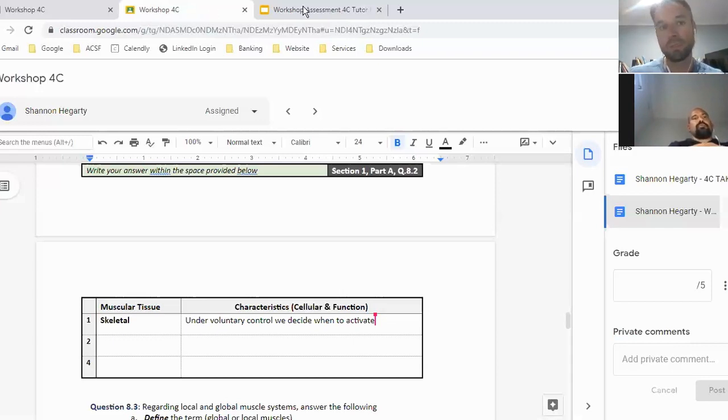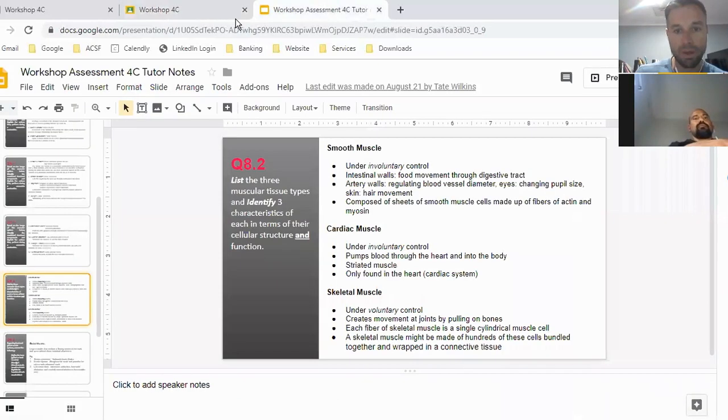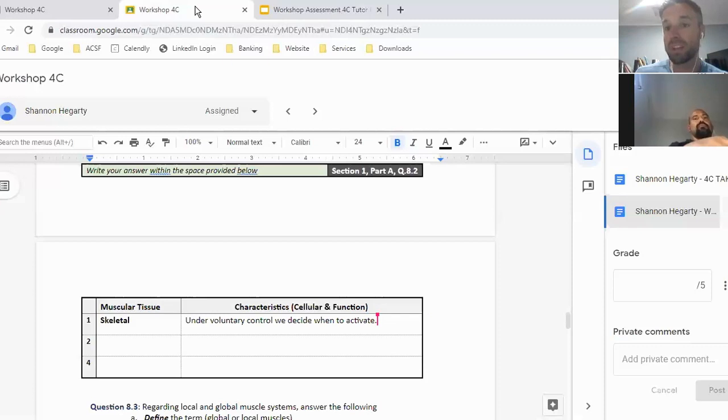So that's some of the characteristics of this type of tissue. We send a signal to the skeletal tissue. We tell it which bone to move, and then the bone moves. And it is composed of striated, so striped. Under voluntary control, we decide when to activate it. It causes movement by pulling on bones.